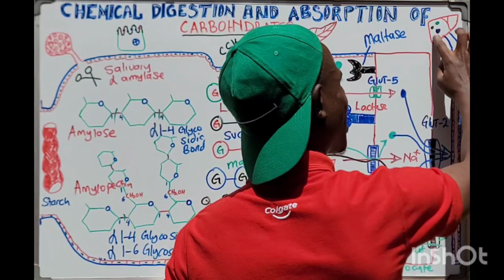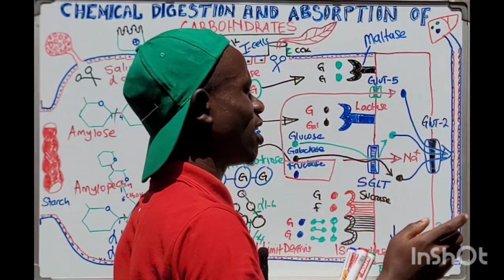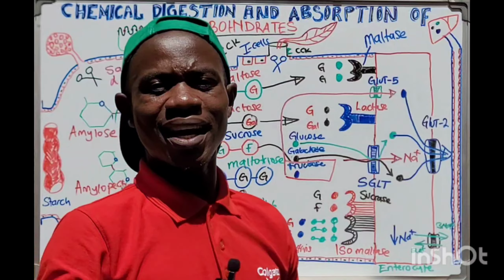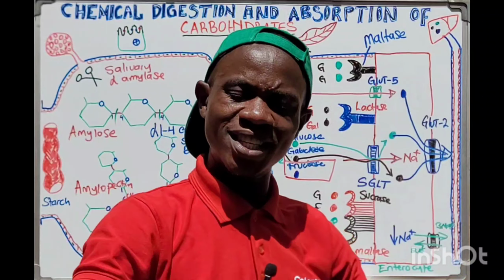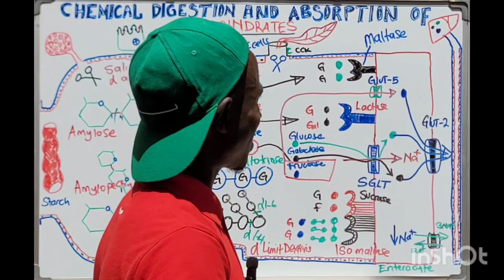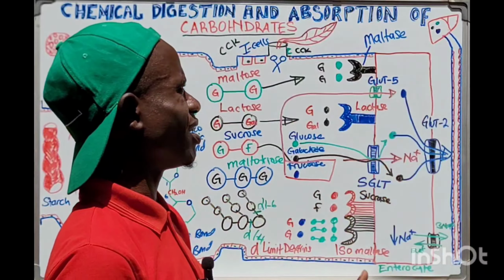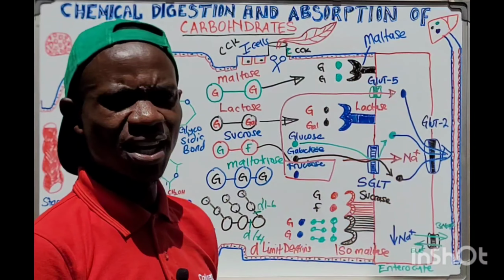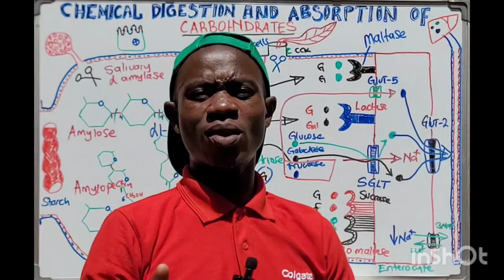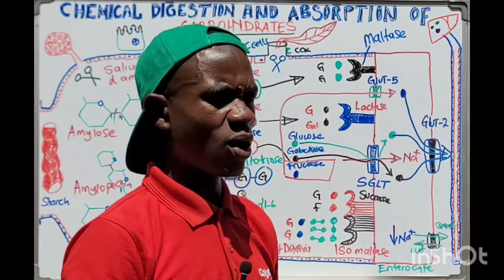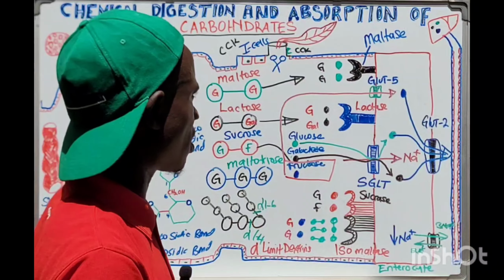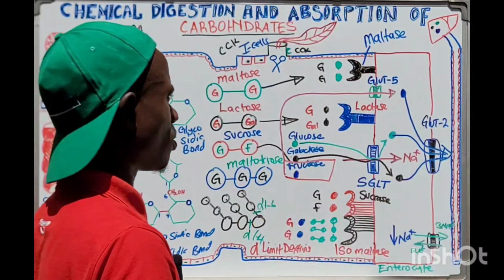Once the galactose and fructose reach the liver, guess what happens? The galactose and the fructose will get converted into glucose. Okay, it's such another beautiful thing. And of course, the liver is going to use those monosaccharides for the process of glycogenesis, and even glycolysis. Okay, so all of this is going to happen in the liver.